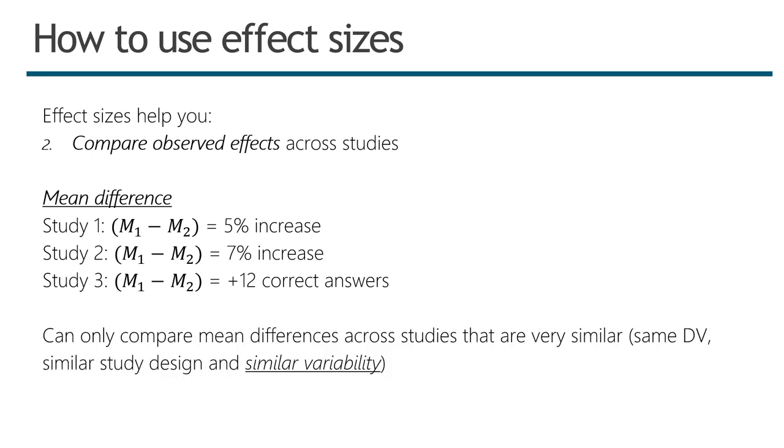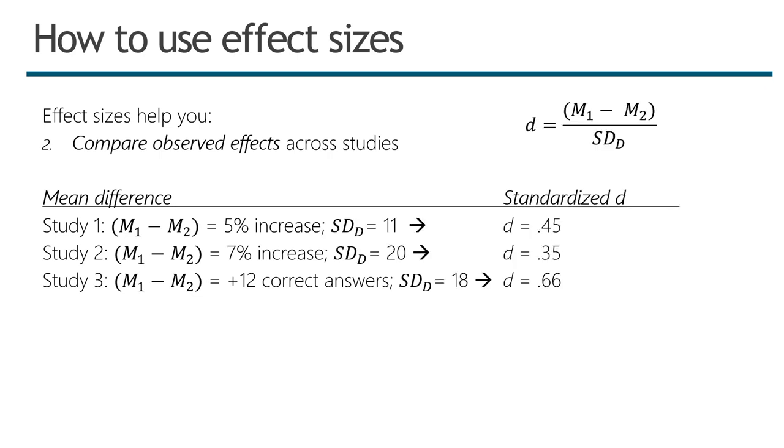The key point here is that it's very difficult to use a mean differences approach to compare results across studies. Studies have to be using the similar dependent variable, they have to have a similar study design, and something I haven't talked about yet is they have to have similar variability in the dependent variable. And I'll illustrate that in my next slide. Using a standardized D is probably going to be the better choice when you're trying to compare results across studies.